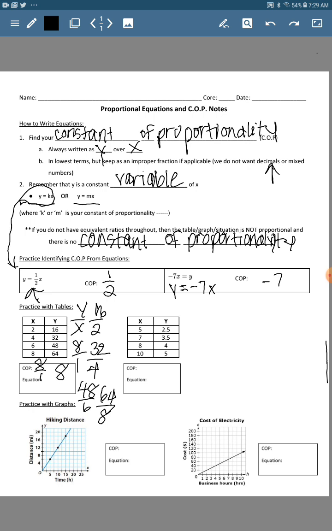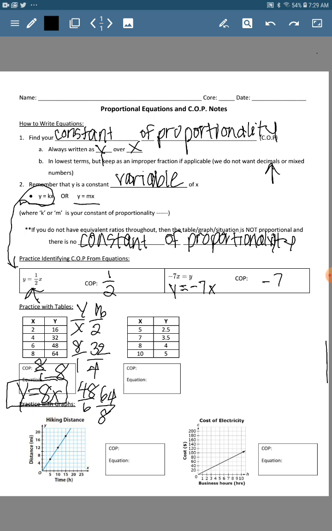So then now when I write the equation, the number 8 is going to go in the spot where the k is in your equation. So you're going to have y equals 8x. And you would need to write this whole thing: the y and the equal sign and the 8 and the x. Okay? Then you're going to do the same thing for the second table.